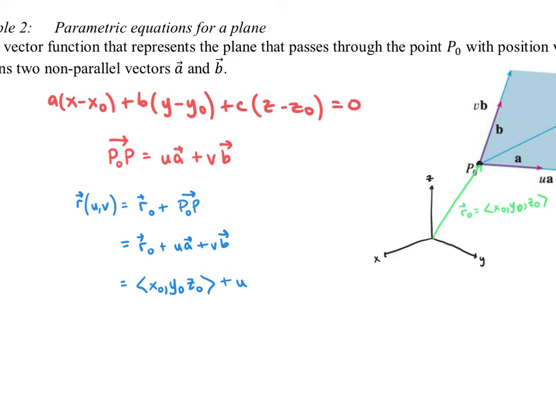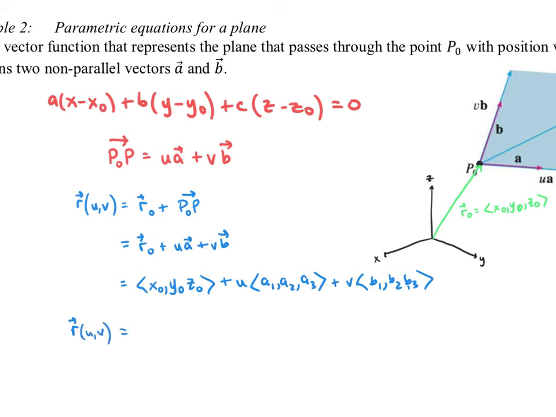U is a scalar, obviously. For vector A, I'm just going to make it a sub 1, a sub 2, and a sub 3. And then we have v times, I'm going to make this b sub 1, b sub 2, and then b sub 3. And I'll just put this together in complete component form.